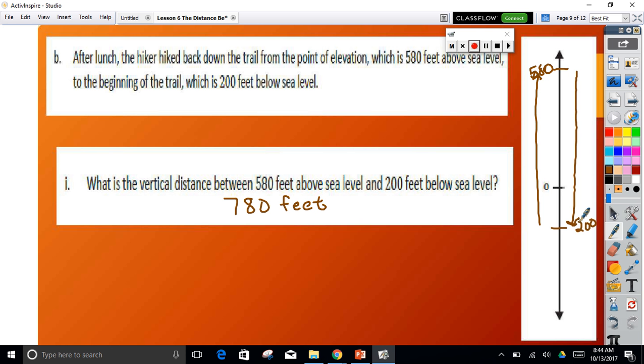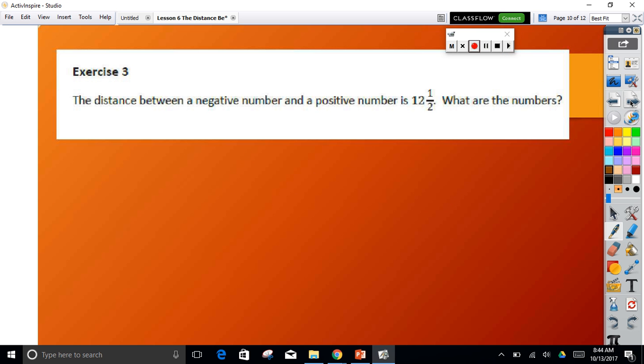Okay, exercise 3, I want you to think about for a minute. The distance between a negative and a positive number is 12.5. What are the numbers? So this has many possibilities. There's not just one set of numbers that would give you that distance. There could be a variety. So I want you to think about this for a second, and I'm going to call on a few of you to tell me some numbers, and hopefully we get some different lists. Okay, let's look at some of the possibilities here.